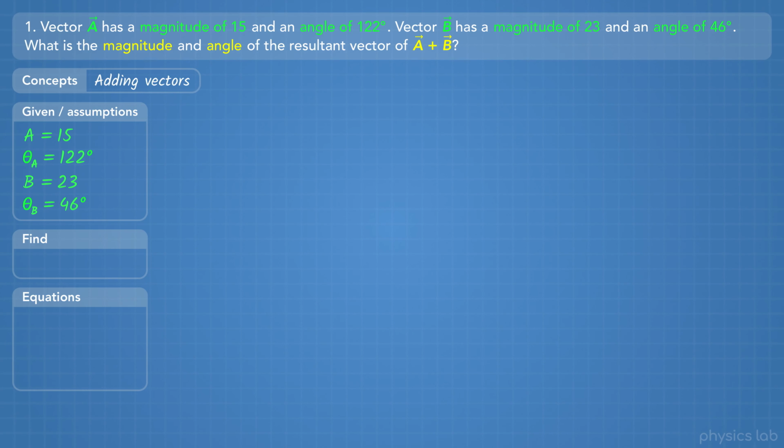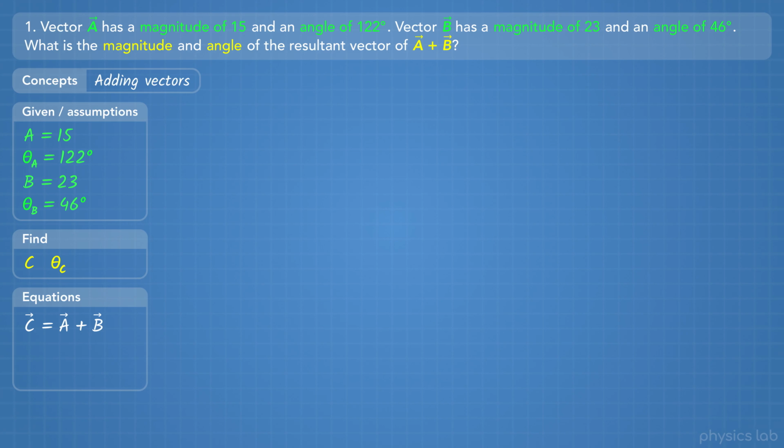The problem is asking us to add vectors A and B and find the magnitude and angle of the resultant vector. Let's call the resultant vector C so it's easier to keep track of, and write down that we're trying to find C and its angle theta C. Next, let's draw these vectors to get an idea of what we're trying to find.